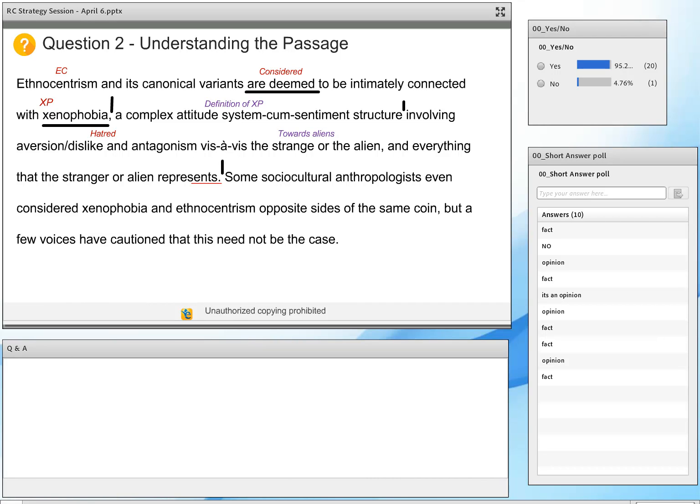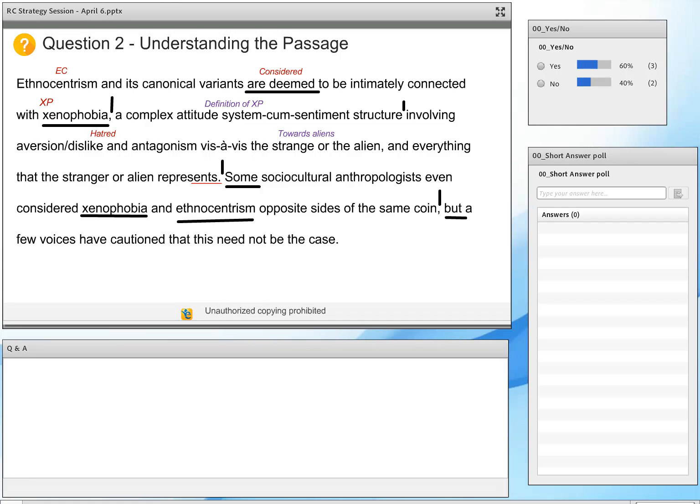Now let's read further. Some socio-cultural anthropologists, so some experts, even considered XP and EC opposite sides of the same coin. But, so I pause here. Now, some experts even considered XP and EC opposite sides of the same coin. So here, is this an opinion or a fact? That XP and EC are opposite sides of the same coin. Is this an opinion or a fact? It is an opinion. Absolutely right. It's an opinion of some experts.